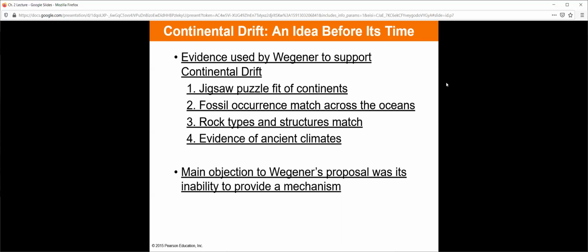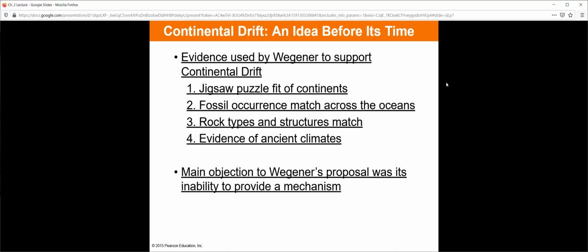Wegener thought differently. Wegener looked at 4 key points. He looked at the jigsaw puzzle fit of continents, the fossil occurrences that match across oceans, rock types and structure matches, and evidence of ancient climates to support his theory that all the continents were once connected into Pangaea and then later expanded out.